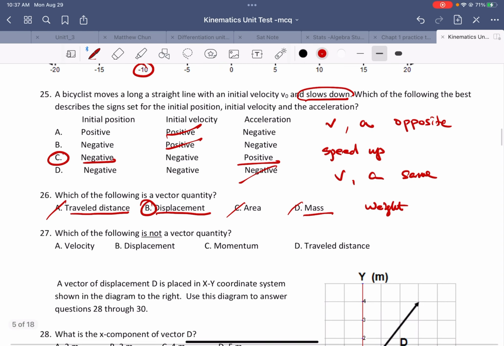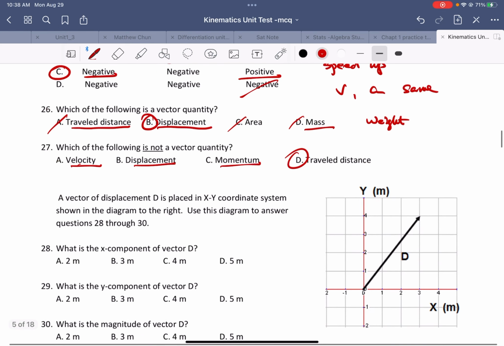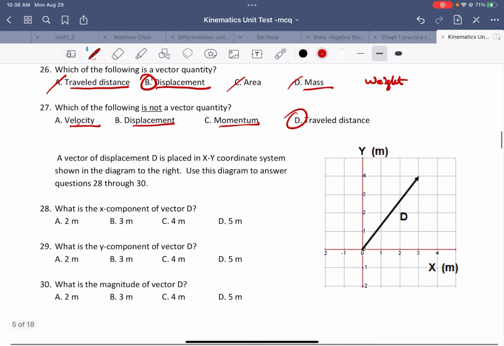Now, which of the following, number 27, is not a vector? So we just talked about it. Travel distance is not a vector. It's just a quantity, how much distance it traveled in total. But the others are velocity, displacement, and momentum. All of them. We're going to talk about momentum later, but that's also a vector quantity.